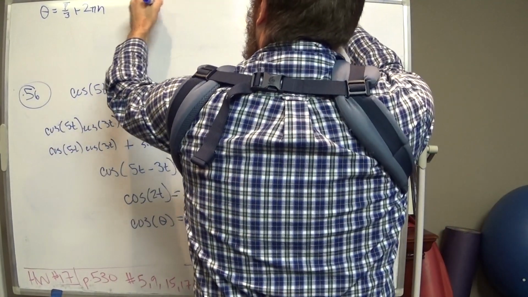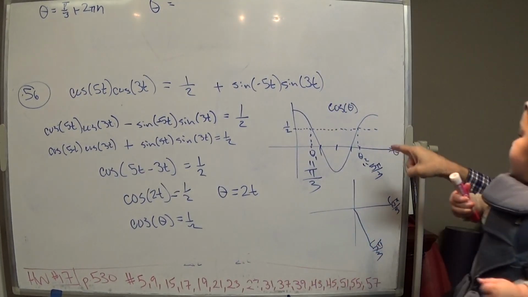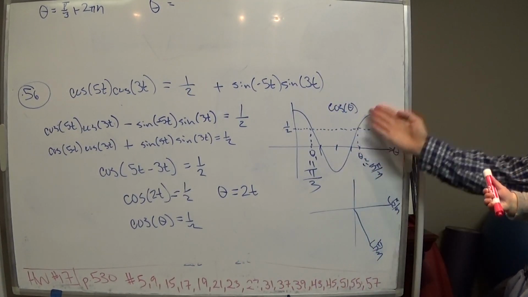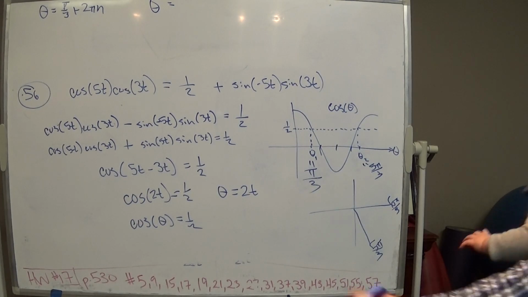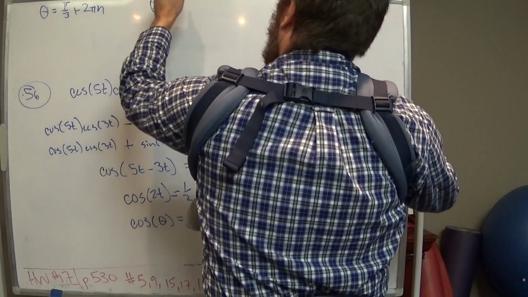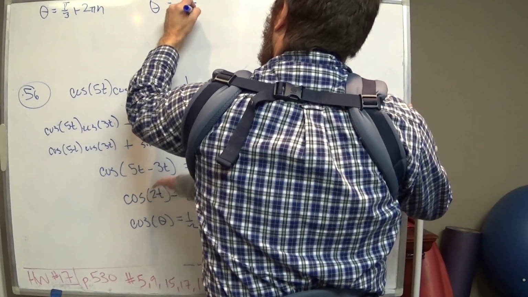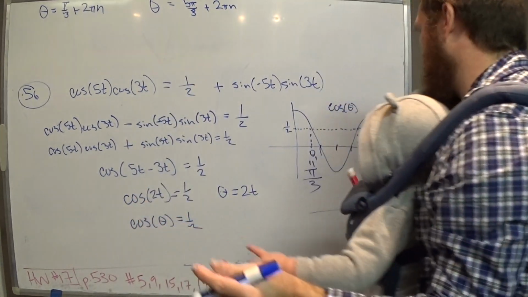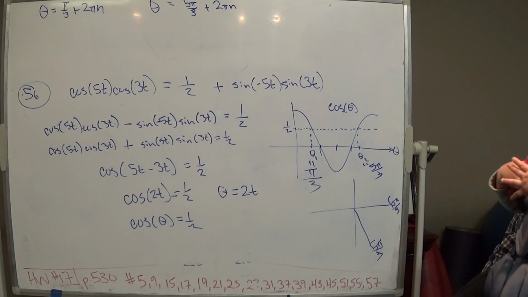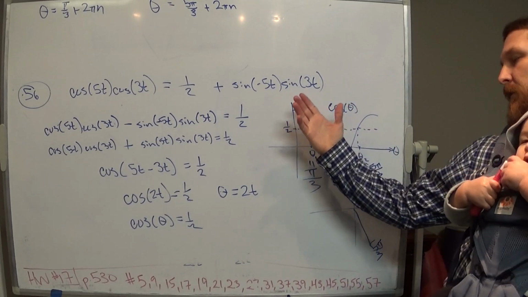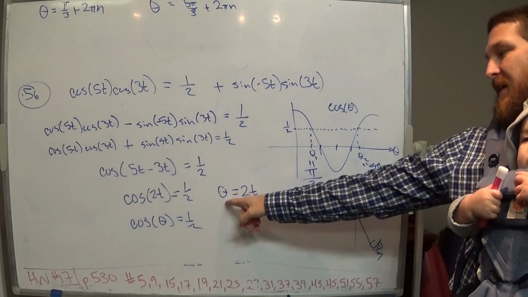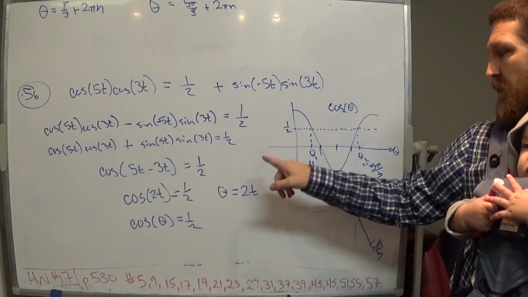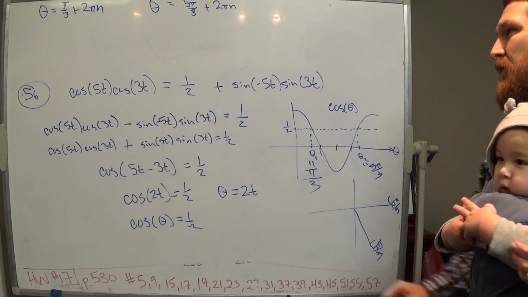Ditto for the other one. This one will be 5 pi over 3 plus 2 pi plus 4 pi plus blah, blah, blah. So 5 pi over 3 plus 2 pi n, where n is any integer. Now, we don't care about theta. We care about what theta equals. Theta is equal to 2t. So now let's replace theta with 2t.